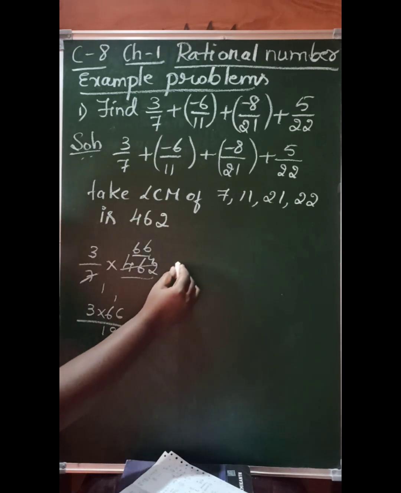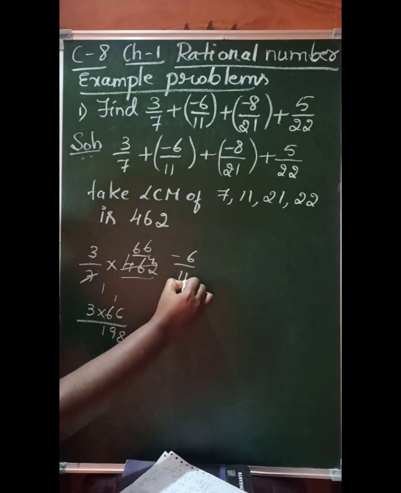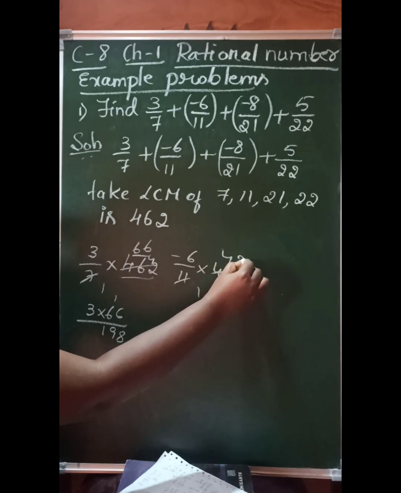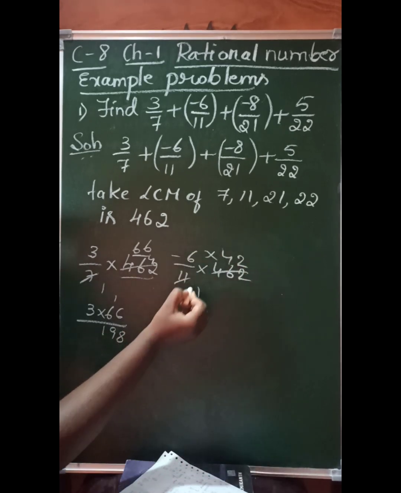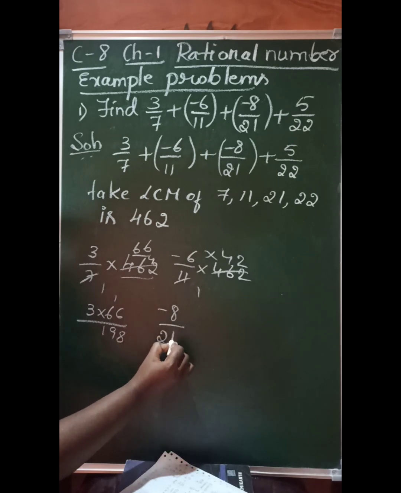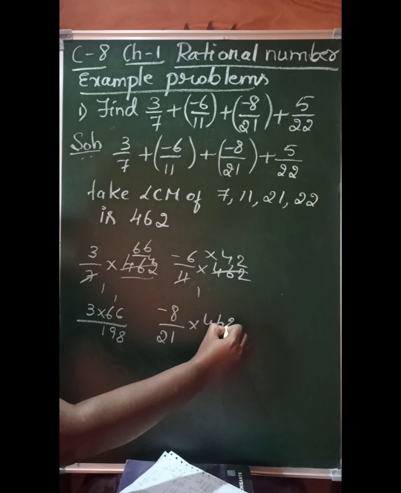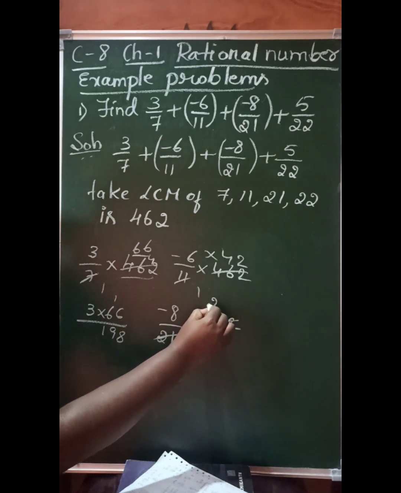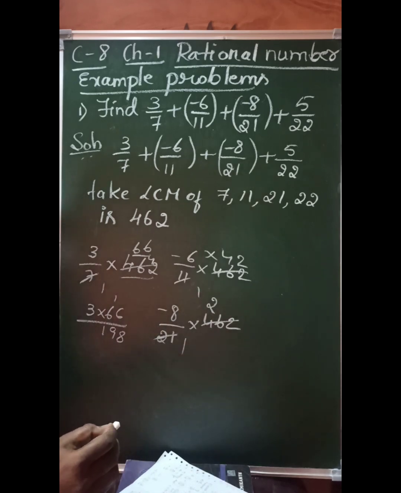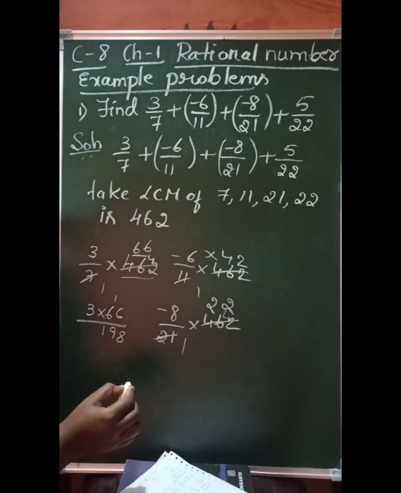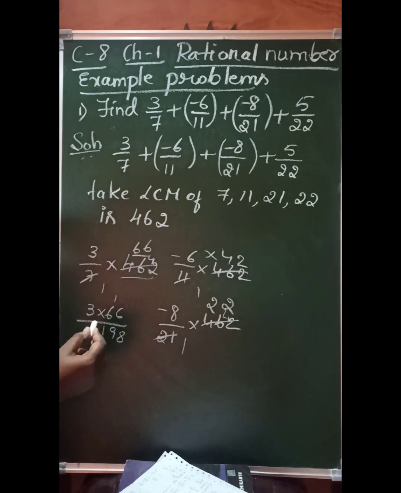In this way you write for minus 6 by 11 into 462. Dividing 462 by 11, we get 42, so 42 into minus 6. The same thing for minus 8 by 21 into 462. Dividing 462 by 21, we get 22, so 22 into 8. This is how you consider the numbers in the numerator.